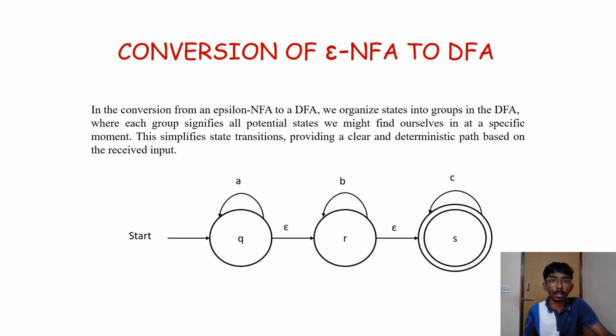So I'll be explaining about conversion of this epsilon NFA to the DFA and how to do this step by step. In the conversion from an epsilon NFA to a DFA, we organize states into groups in the DFA, where each group signifies all potential states we might find ourselves in at a specific moment. This simplifies state transitions, providing a clear and deterministic path on the received input. So basically, we are combining two or more of these states and giving it in a group.